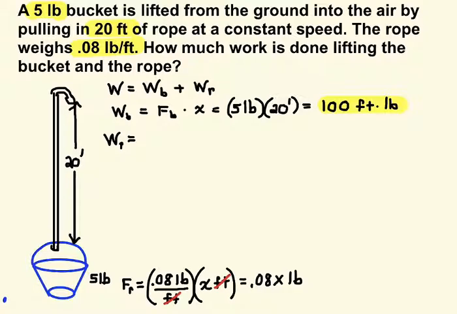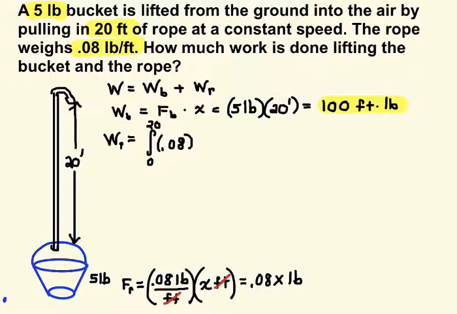Okay, there we go. All right, so the work done to lift the rope, well, we're going to have to integrate. This is an integral, okay? And we know that the force used to pull that rope is a function of the distance. As a matter of fact, the force to pull the rope is 0.08 times the distance that we pulled the rope. Well, if we're going to integrate, let's say we decide to integrate from 0 to 20 because it's 20 feet of rope.